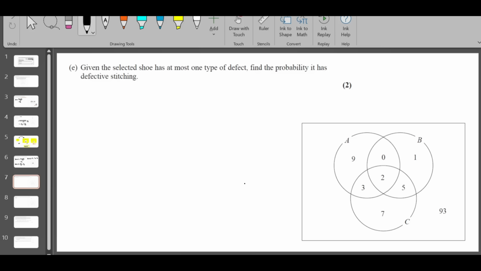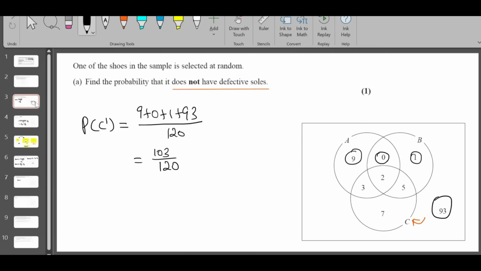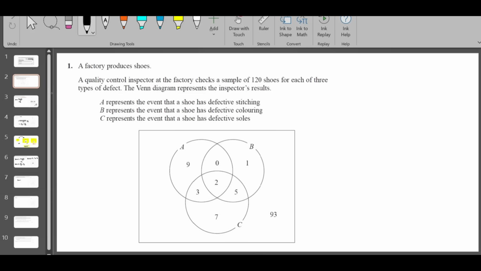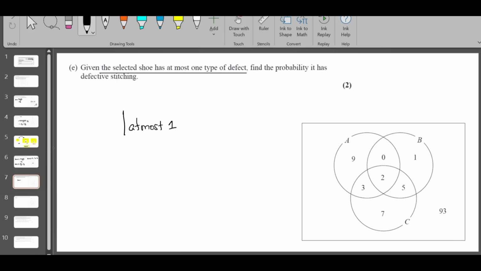Given that the selected shoe has at most one type, whenever you see given that a condition, that's a conditional probability. The at most one defect is the condition. They want us to find the probability it has defective stitching. In the question, defective stitching is denoted by A. So we need to find the probability of A given at most 1. Use the formula for conditional probability. A given B is equal to P of A intersection B over P of B.